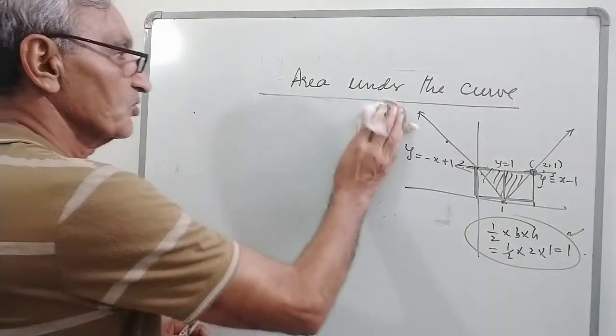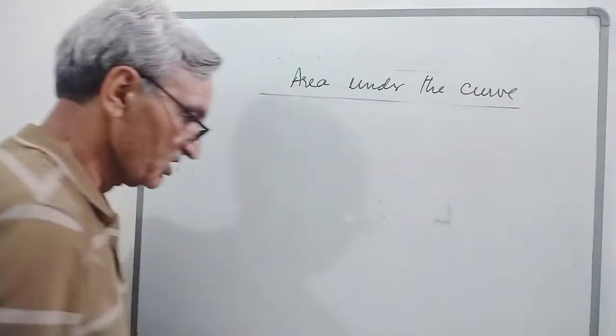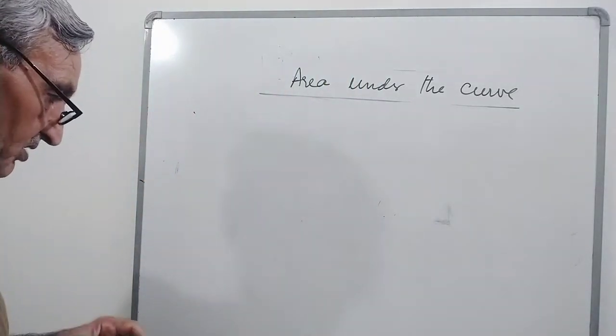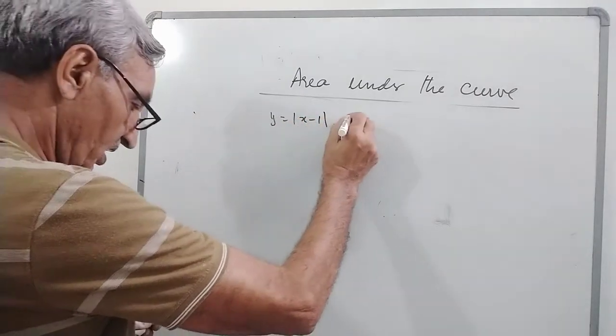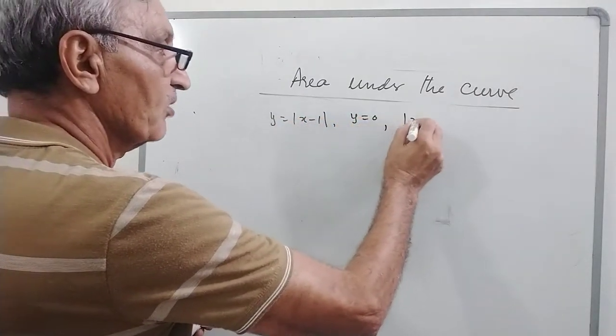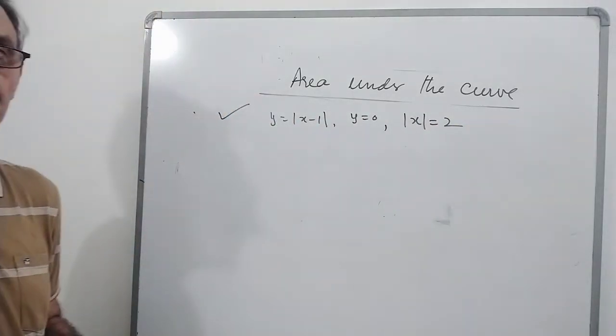Second question I come to contains the modulus sign. And whenever you find a modulus sign, please don't be afraid of this. So here I go: y is equal to modulus of x minus 1, and y is equal to 0, and modulus of x is equal to 2. Find the area enclosed between these.